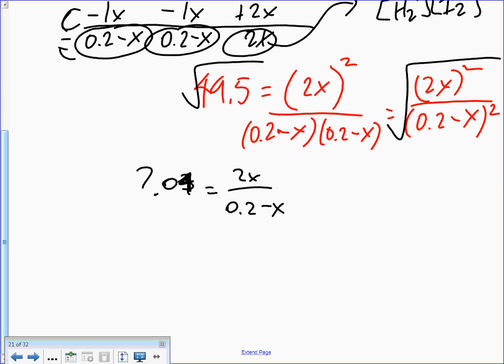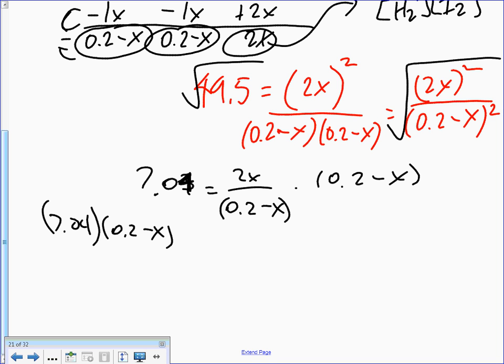Okay, we can do this. How do we solve for x? Divide by 2x? I can't divide by 2x right now. It has to stay together. So you have to multiply this on both sides. So then you'll get 7.04 times 0.2 minus x, because I'm multiplying it on the left side and on the right side. And so it crosses out on this side. And so 0.2 minus x times 7.04 equals 2x.